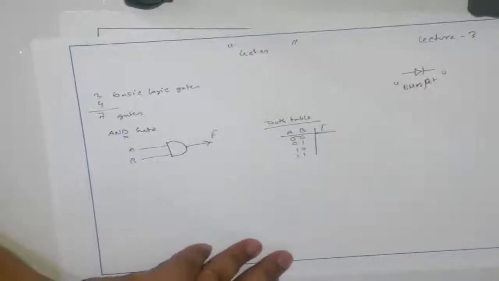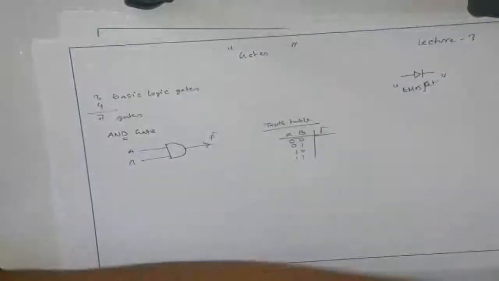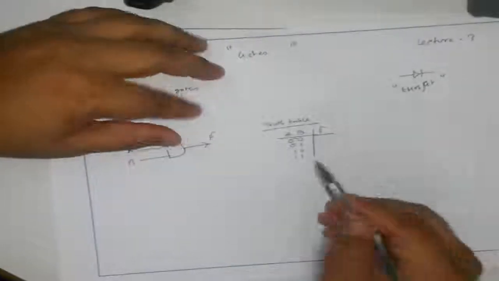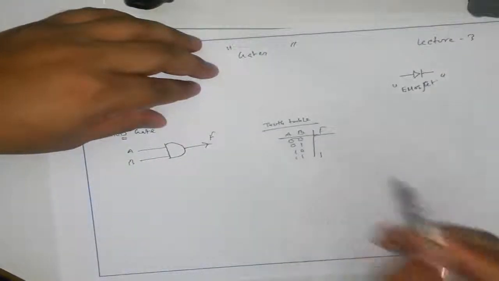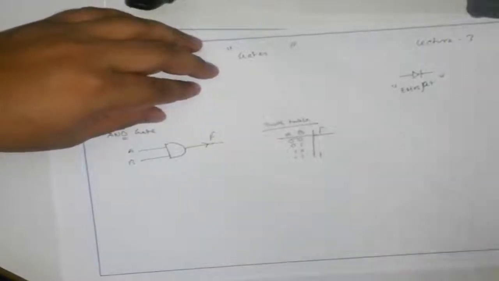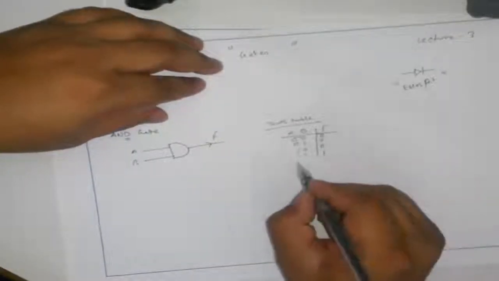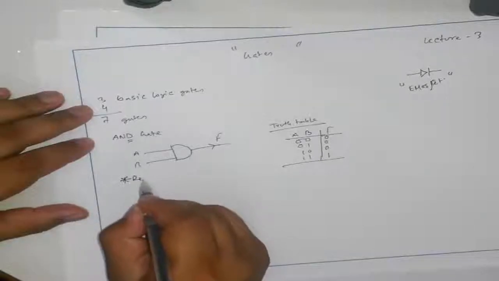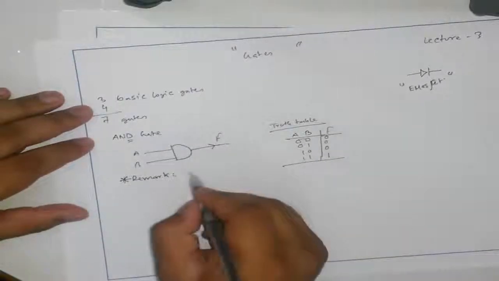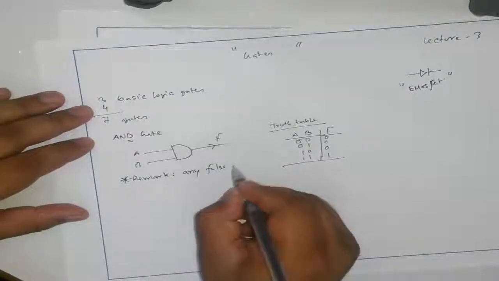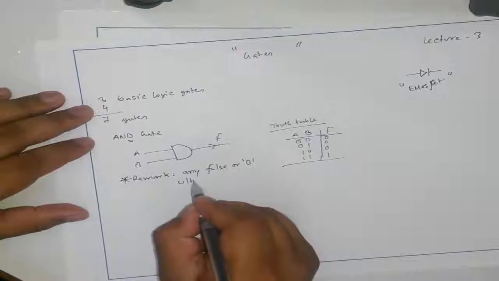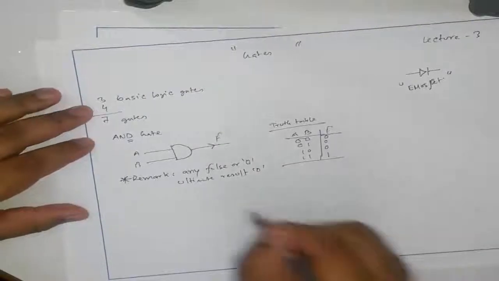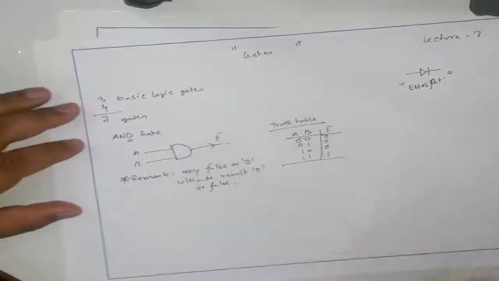For the AND gate, if both are true, then we are getting the water. If both of them are true, only in this case, then we're getting the electricity at F, or F is true, and all other cases are going to be false because in those states one of the inputs is false. So we could write a remark from this: if any input is false or zero, the ultimate result is zero or false, whatever you say.